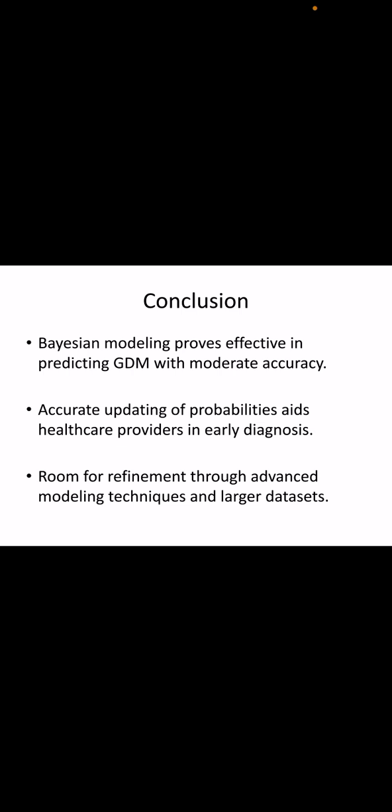There is room for refinement through advanced modeling techniques and a larger data set. Future scope: we can incorporate additional features like blood pressure or glucose tolerance test results, and explore ensemble methods like random forest with Bayesian adjustment, or validate the model on diverse populations to improve generalizability.